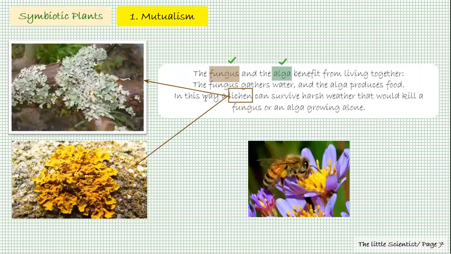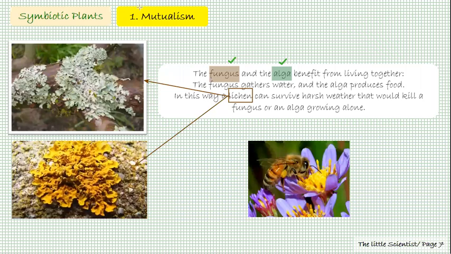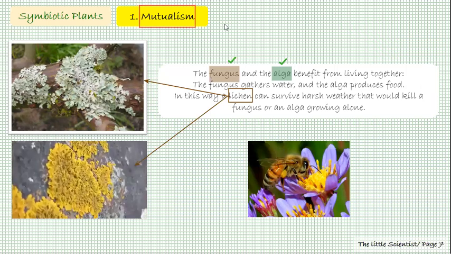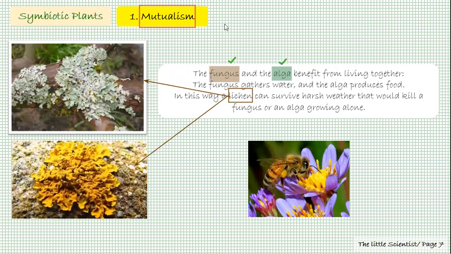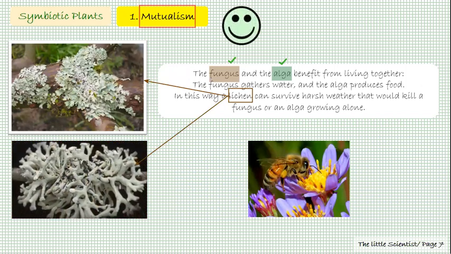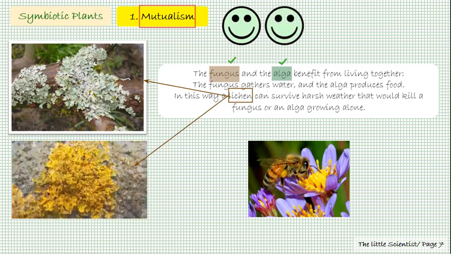This relationship is called what? Mutualism. What's a mutualism? It is a symbiotic relationship between two different organisms where both are happy.